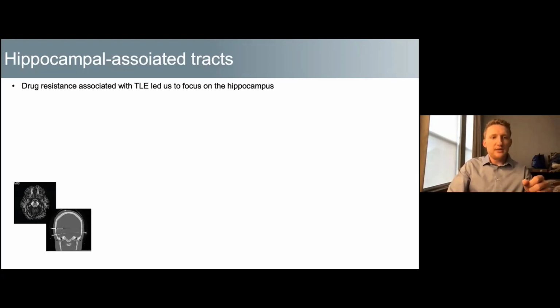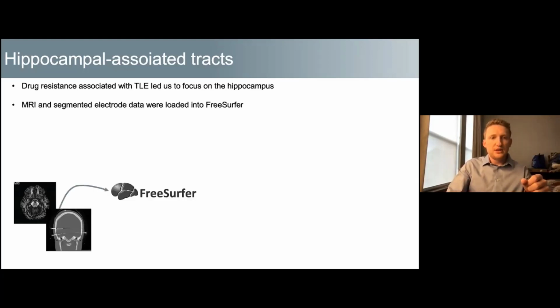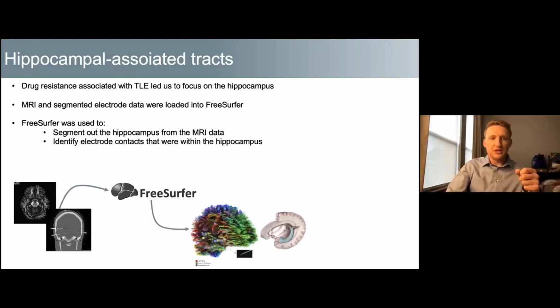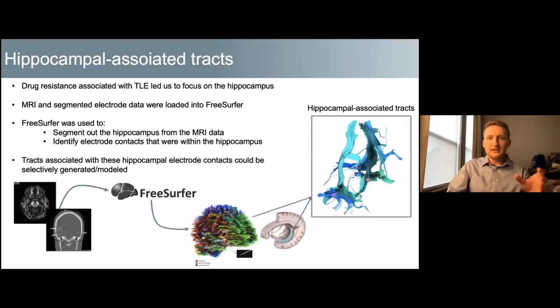So we threw the MRI and electrode data into FreeSurfer, which is software that's able to segment out brain regions. We segmented out the hippocampus, and it identified the electrode contacts that were found within the hippocampus. Then we were able to selectively generate the fiber tracks associated with each of those individual contacts, creating the hippocampal associated tracks that you see here.